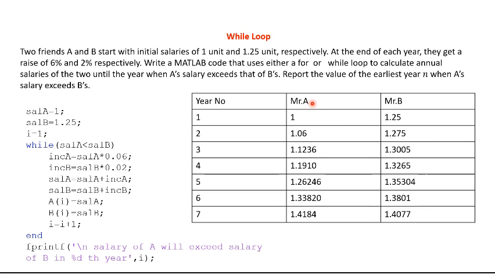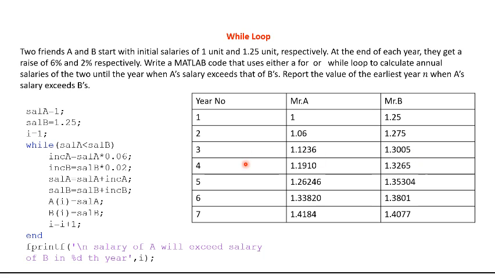Here you can see that A has salary 1 and B has salary 1.25 at year number 1, that is the start phase. In the second year A gets an increment of 6%, so his salary becomes 1.06. B gets an increment of 2%, so his salary becomes 1.275. In the third year A again gets an increment of 6%, so his salary becomes 1.1236, while B again gets an increment of 2%, so his salary becomes 1.3005.